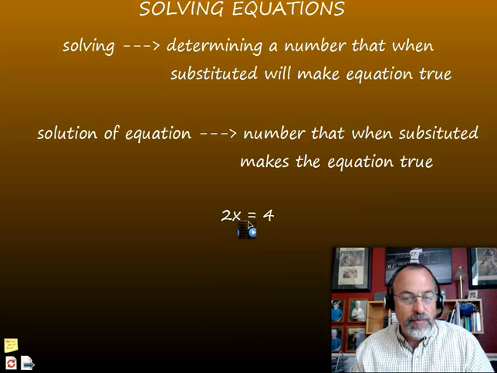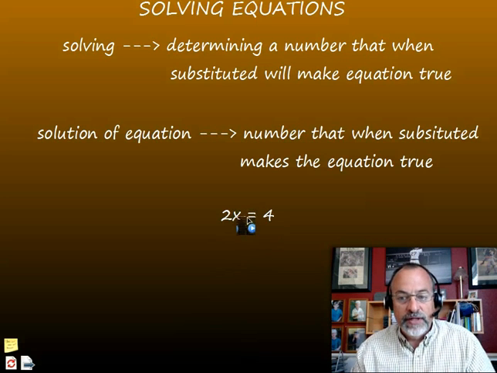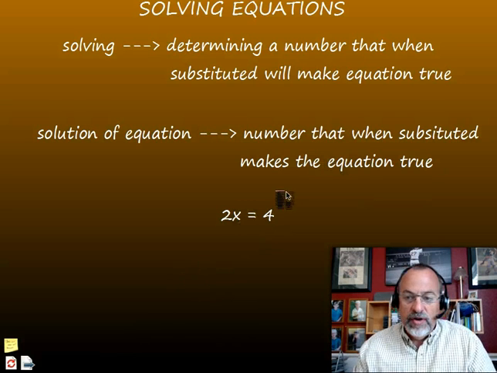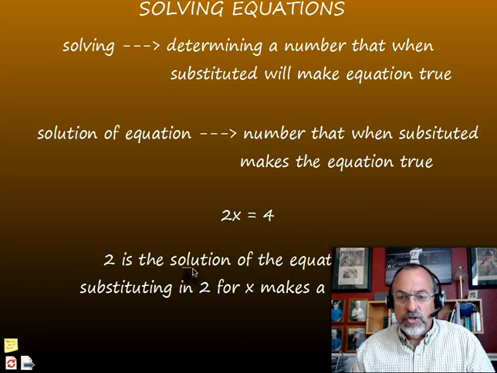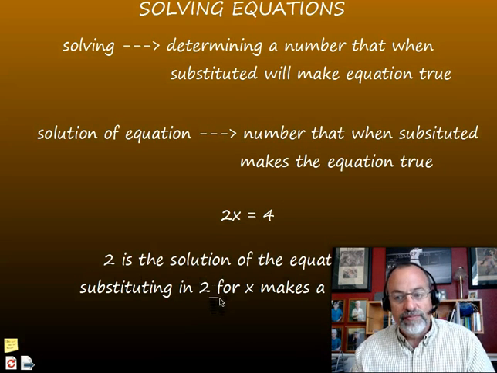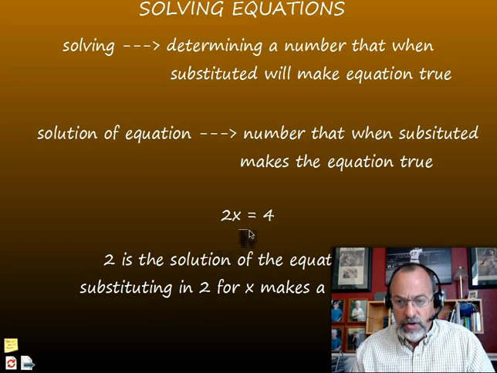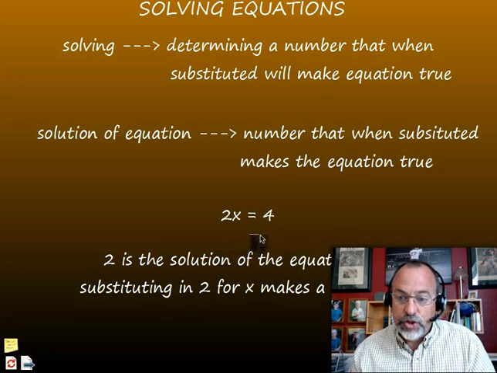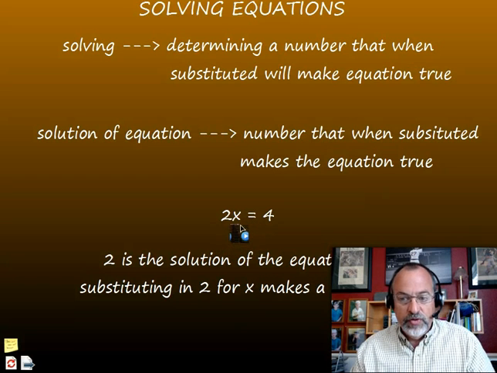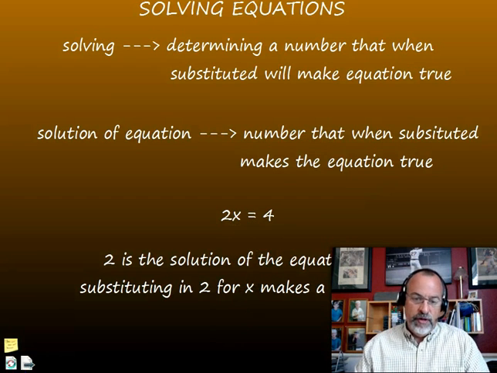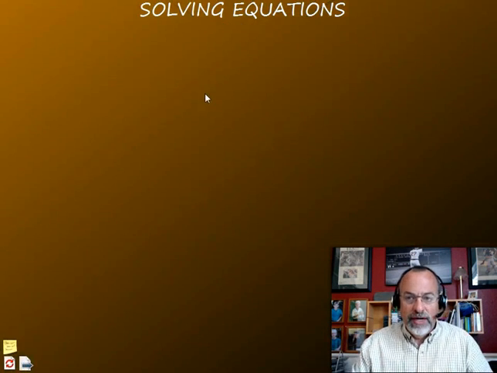That means find the number that I could put in for x that would make this true. To solve it, we all know we divide by 2. So 2 is the solution because if I put 2 in for x, if I evaluated this equation with the number 2, it would come out to be true. 4 would be equal to 4. Okay, so that's what solving is all about.